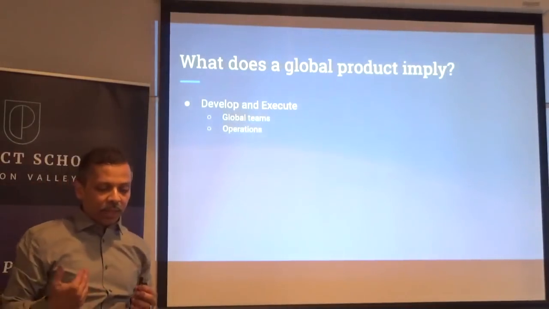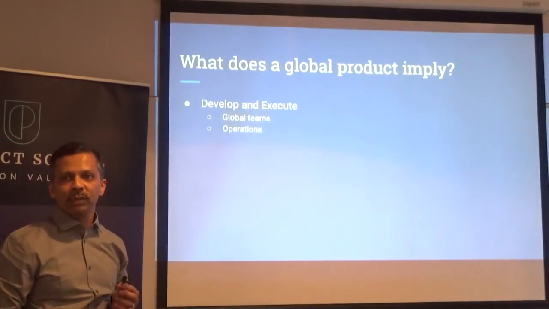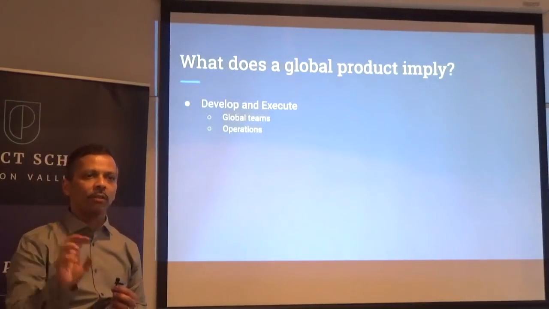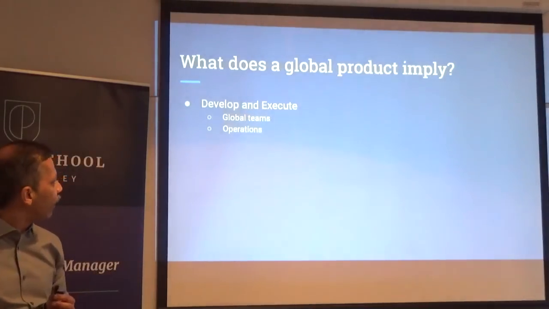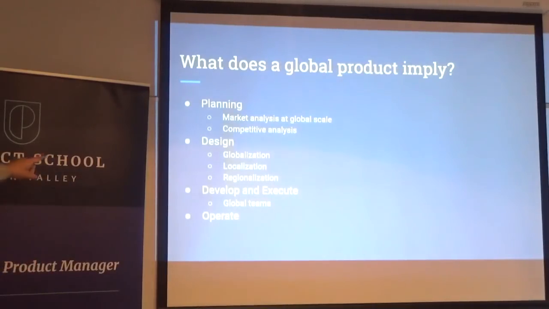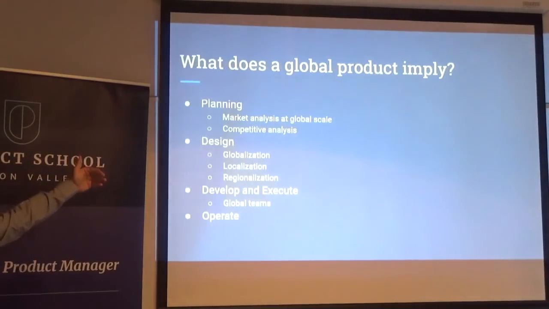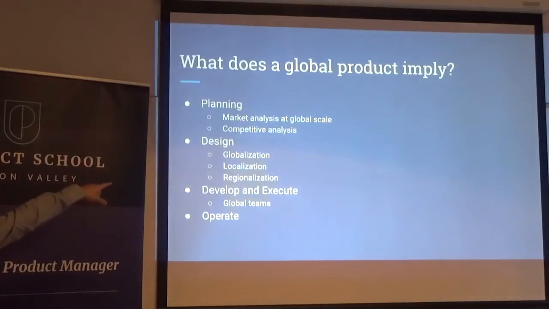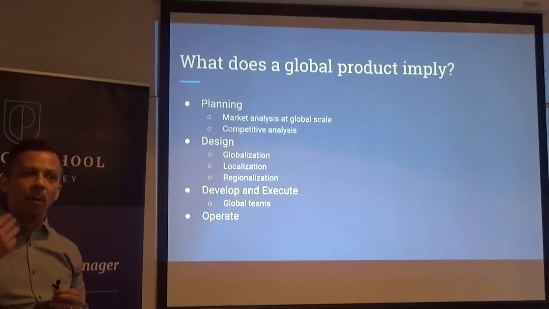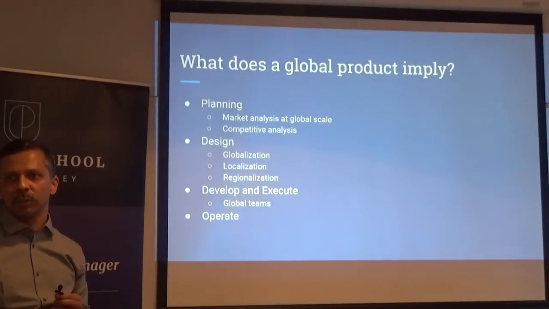Now the important aspect becomes execution. Once you've designed, you've done the market analysis, you've understood your customers, now you want to go execute on the plan. And that's where global teams come into play. So global products imply you want to do market analysis at global scale, competitive analysis, understand your customer. Then you do globalization, localization, and regionalization. And now in the next section, I'll talk about how to work with global teams, how to deliver these products, operate these products, and support them on a global scale.